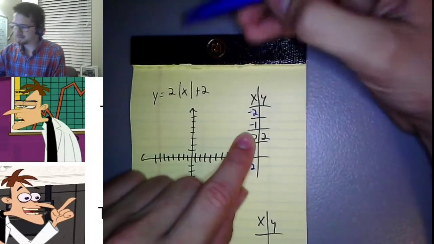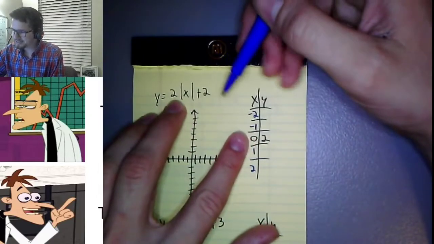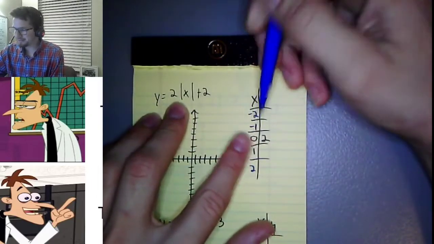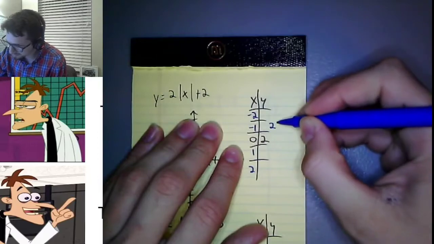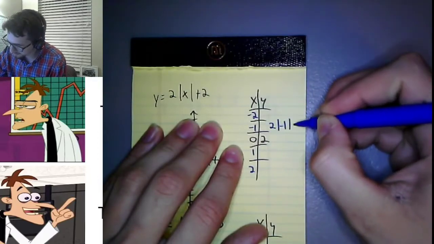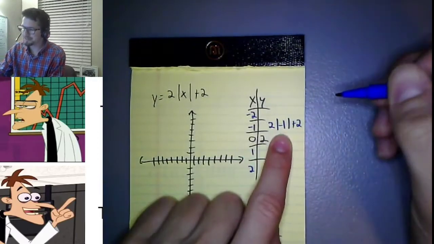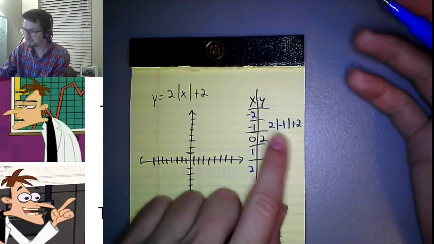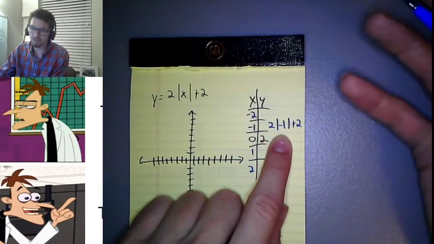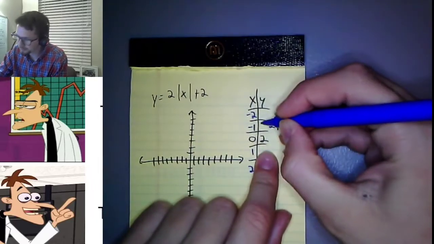So 2 times the absolute value of negative 1, right? What's the absolute value of negative 1? Positive 1. What's 2 times positive 1? 2. And what's 2 plus 2? 4.